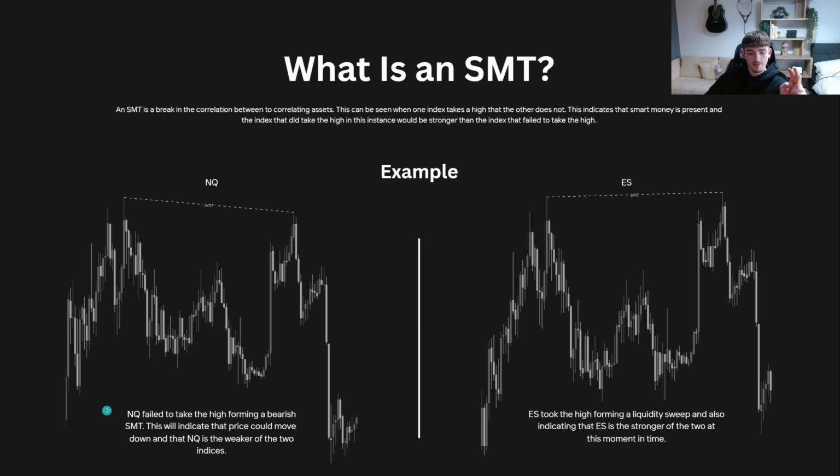By the way, if you have a bearish SMT, it's on top, and if you have a bullish SMT, it's on the bottom. An SMT will not 100% guarantee that you are going to go down. A lot of people make that mistake. So you want to make sure that when you do get an SMT, it makes sense, that it's in a position that makes sense, and I will show you what that means. And as you can see here, ES took the high, forming a liquidity sweep, and also indicating that ES is the stronger of the two at this moment in time.